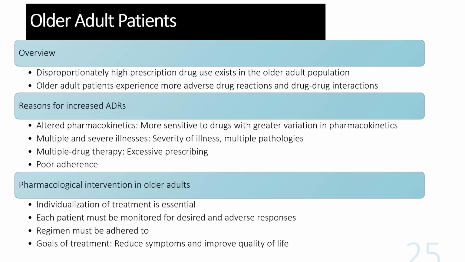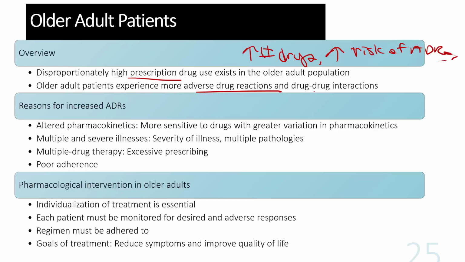Other end of the spectrum, older adult patients. So again, disproportionately high prescription use exists in the older adult population, and we know that if you increase the number of drugs that a person takes, you increase the risk of ADRs, right? So you've got here more adverse drug reactions and more drug-drug interactions, as well as older people tending to take more drugs because you've got altered pharmacokinetics.